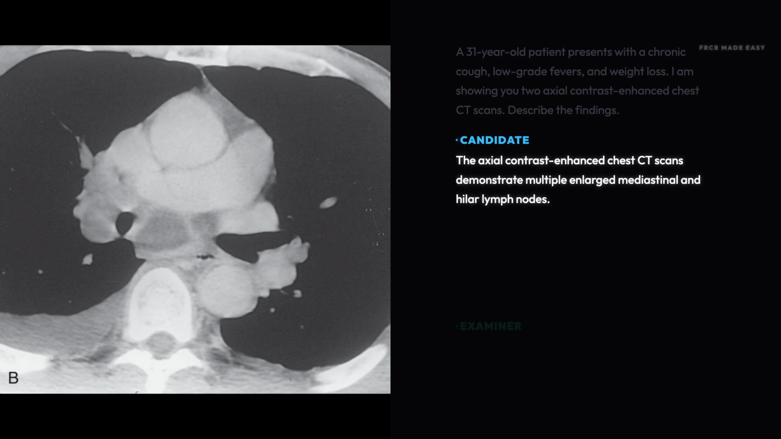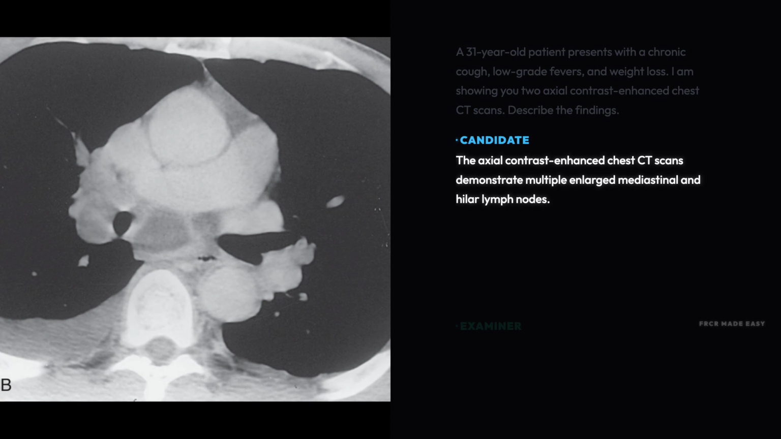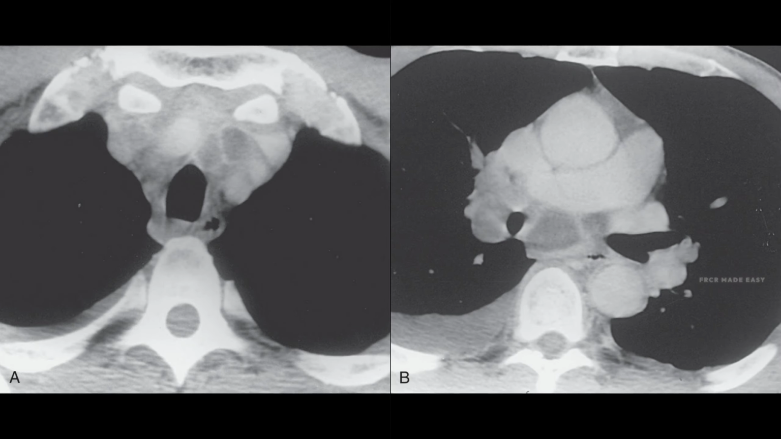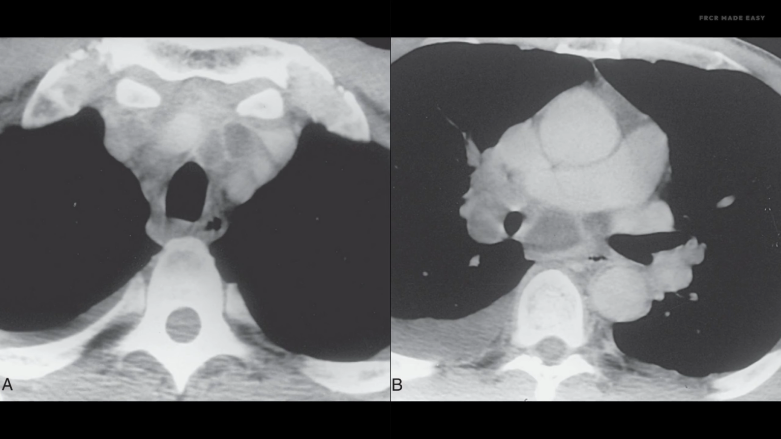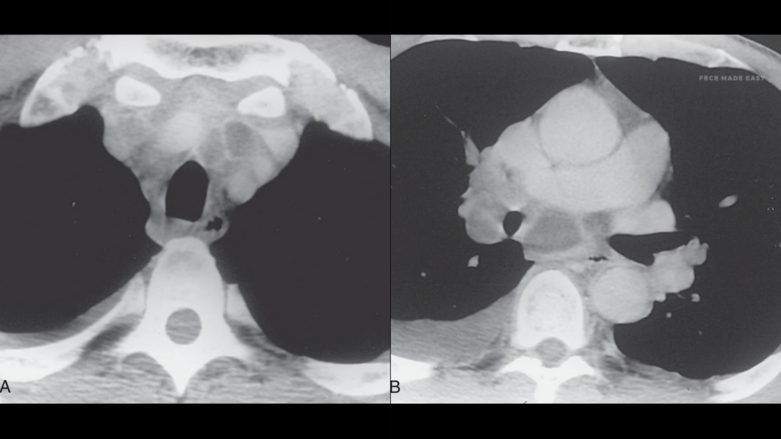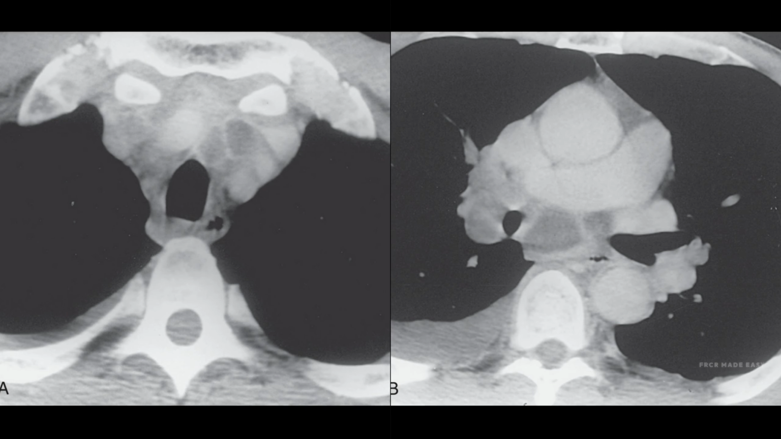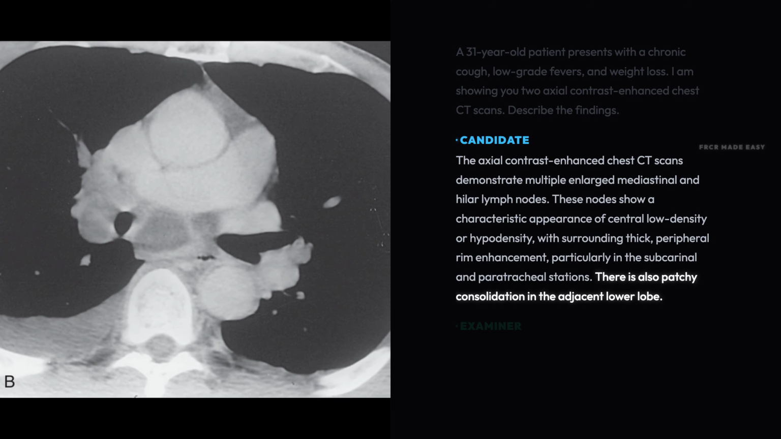The axial contrast-enhanced chest CT scans demonstrate multiple enlarged mediastinal and hilar lymph nodes. These nodes show a characteristic appearance of central low density or hypodensity, with surrounding thick peripheral rim enhancement, particularly in the subcarinal and paratracheal stations. There is also patchy consolidation in the adjacent lower lobe.